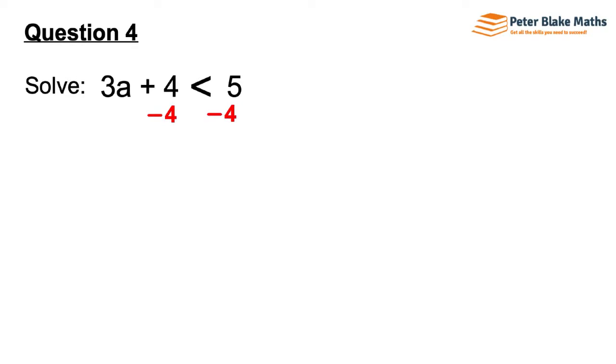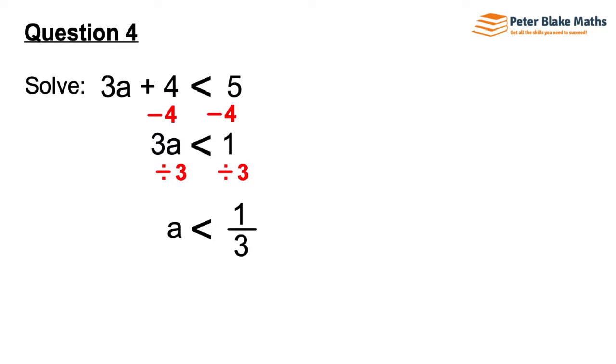A plus 4 and a minus 4 will cancel out on the left hand side, leaving us with 3a. And 5 minus 4, just on your number line, or just in your brain, leaves us with less than 1 for the right hand side. And to get a on its own, we need to cancel out a 3 that's multiplying, so we're going to divide by 3 both sides, leaving us with a on the left hand side and less than 1/3. We can just write 1 divided by 3 in fraction form there.